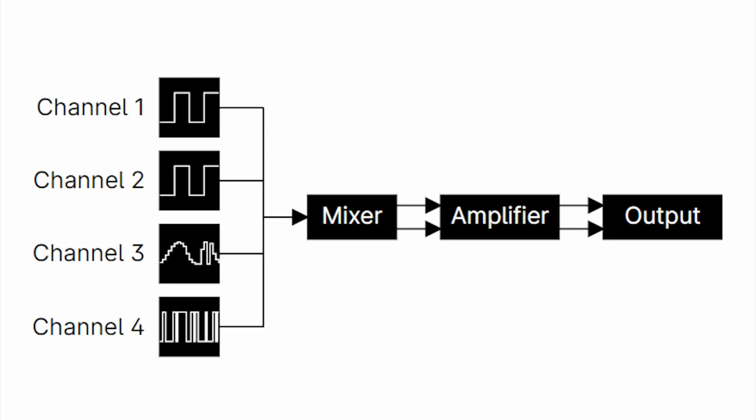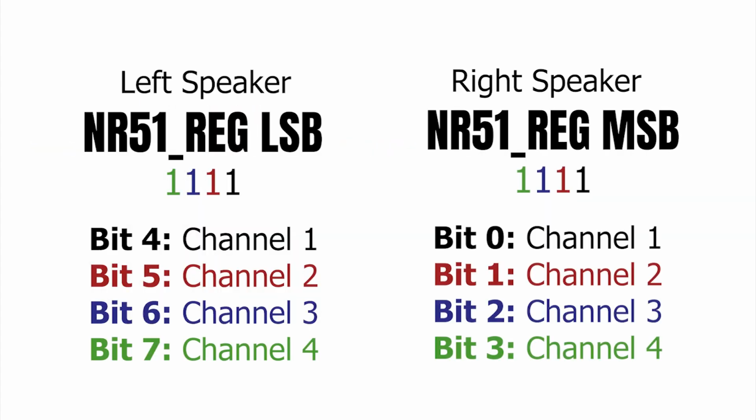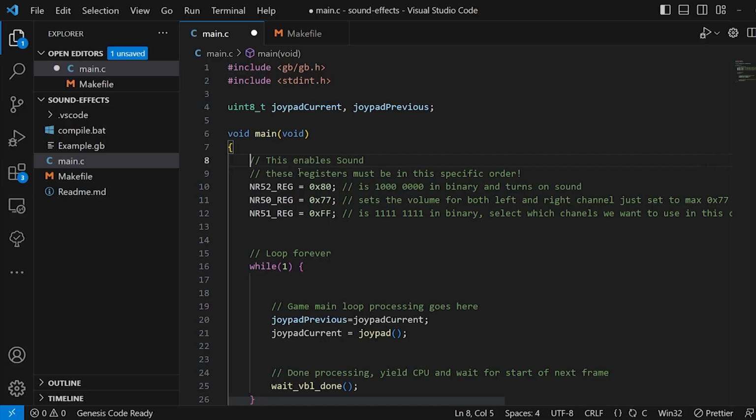There are 4 different channels or modes for playing sounds on. With register 51, you can toggle one of the 4 channels on or off on either side. The current code will enable sound, set both speakers to maximum volume, and enable all 4 channels on both sides. These registers need to be set in that order.